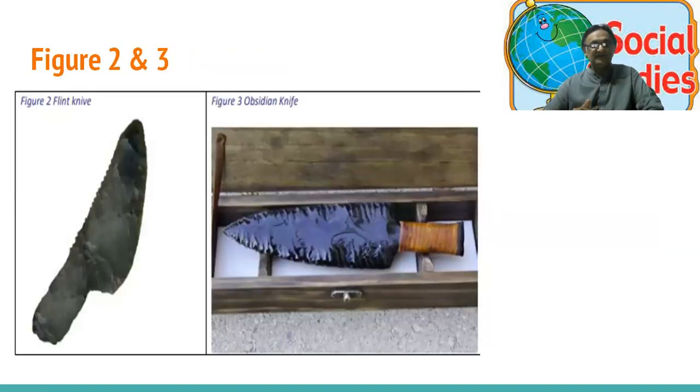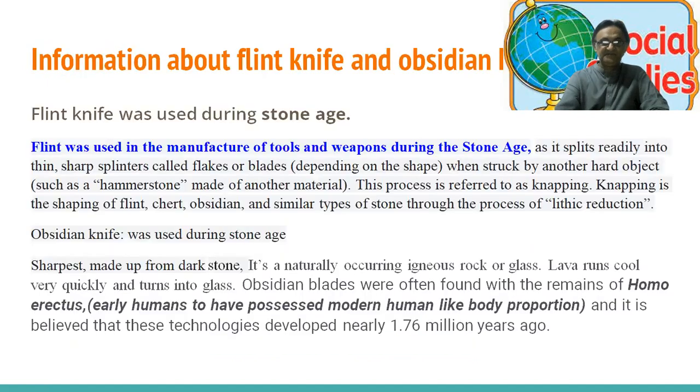These two pictures are knives, an obsidian knife and a flint knife. These knives were used during the Stone Age, and they are different knives, but they were made from black stone. The right one, the obsidian knife, is the sharpest knife. So I'll give you the information about that first, and then we'll talk about the question.